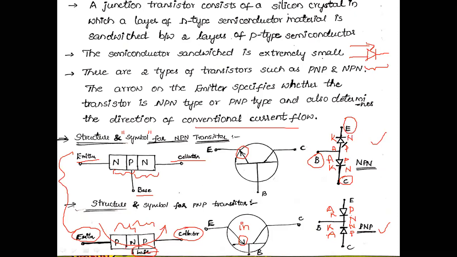ఆ cathode terminal నుంచి నేను కనెక్ట్ చేశాను అనుకున్నాం. ఆ cathode terminal నుంచి నేను కనెక్ట్ చేస్తే, I can treat those two cathode terminals as N type semiconductor material. In between, one P type semiconductor material is connected. I can treat that symbol with respect to the diodes as NPN type of transistor, whereas if anode terminals are connected at the extreme points, and in between the cathode terminal is there, then I can treat the transistor as PNP type of transistor.